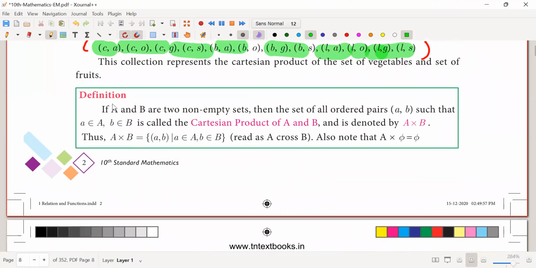So, by definition, if A and B are two non-empty sets, then the set of all ordered pairs (a, b) such that small a is an element of A, small b is an element of B is called Cartesian product of A and B and is denoted by A cross B. We say it as A cross B. It's not A into B, it's A cross B.